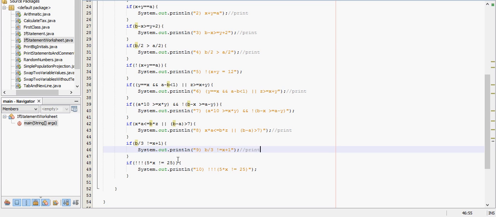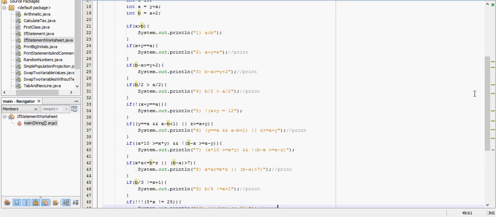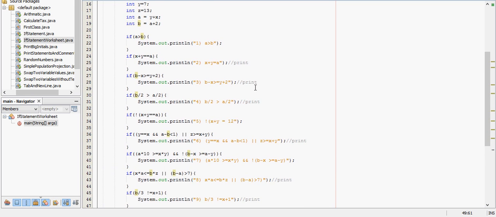And the last one. Here it's a little tricky because we have all these not symbols. But these are pretty easy to take care of. 2 not symbols just changes it back to normal, so we can ignore those 2. I have a not symbol right here, and I have one right here, so those 2 can cancel out. So if 5 times x equals 25, this will print. Well, x is 5, so 5 times 5 equals 25. That will print.